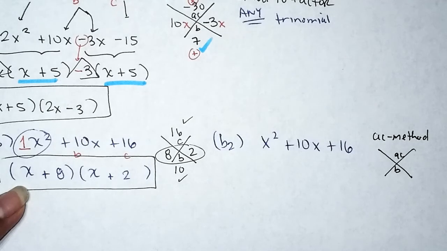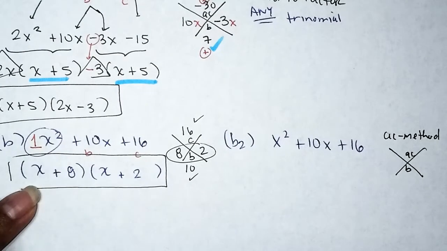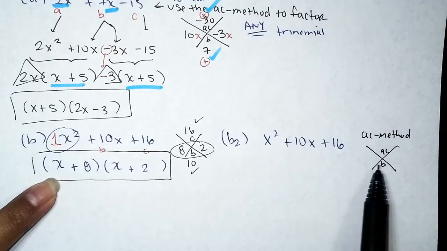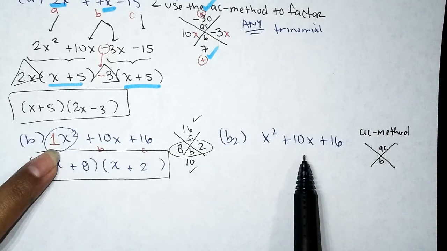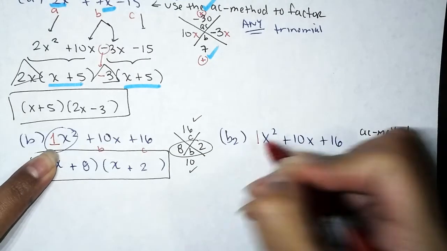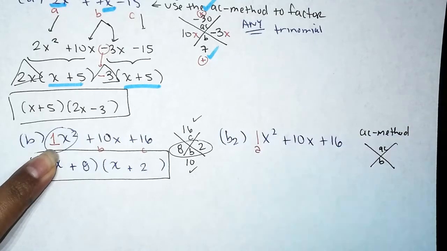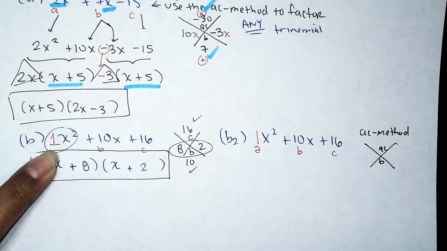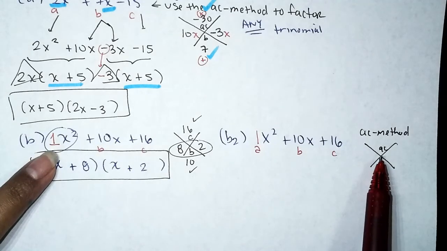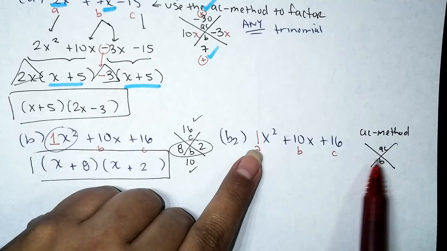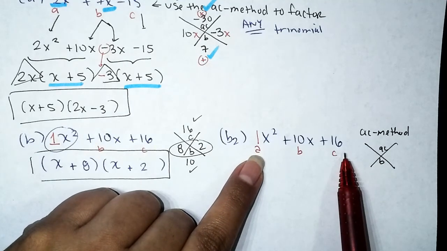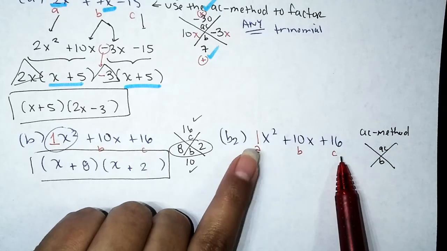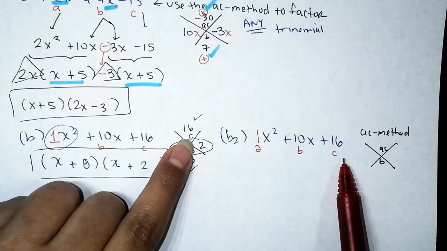And I'm going to confess something to you. When we did problem B the first time around, even though we didn't do the AC method, the X game is always A times C. When the leading coefficient is 1, well, let me go ahead and highlight the coefficients, the values for A, B, and C. So leading coefficient is 1. So that's our A. 10 is B, and constant term is 16. That's our C. Okay, AC method. In this case, it's going to be 1 times 16. When the leading coefficient is 1, we don't really use the AC method. So instead of saying 1 times C, we just say C.